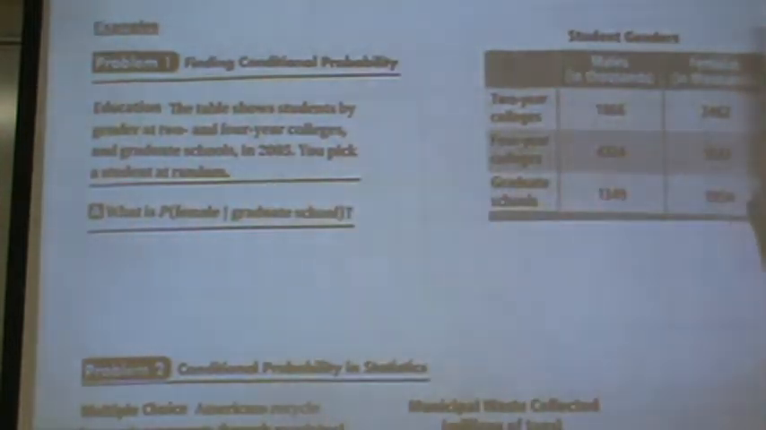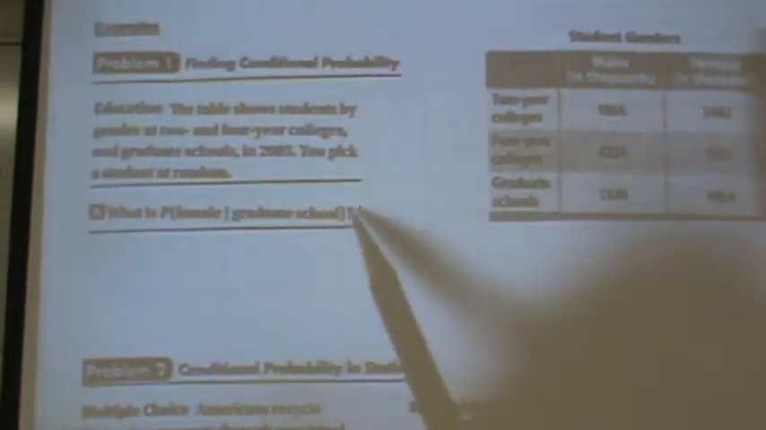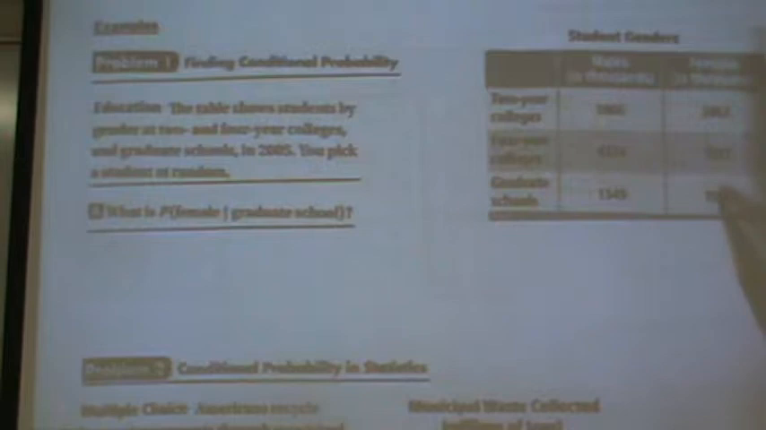So in problem 1, we're told the table shows students by gender at 2- and 4-year colleges and graduate schools in 2005. You pick a student at random. Part A wants us to find the probability of a female student given that they're attending graduate school, because again, we have our vertical line which tells us this is a conditional probability. So we're going to use our given, which in this case is graduate school, and focus on the graduate school numbers.